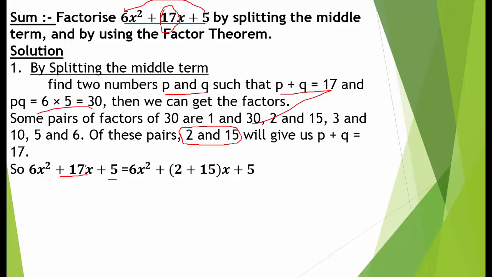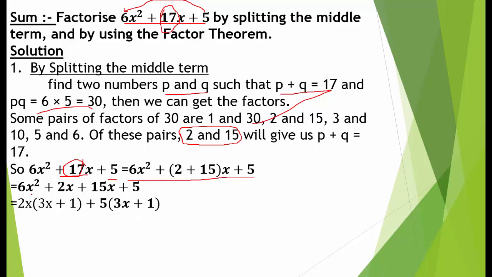You can write this 17 as 2 plus 15. In the next step, this will become 2x plus 15x and the remaining term will be as it is. Now taking 2x common from this and 5 common from this, you will be left with 2x into 3x plus 1 and 5 into 3x plus 1.